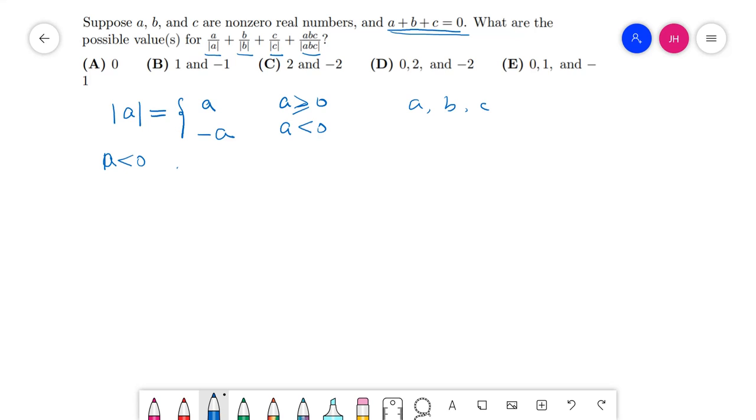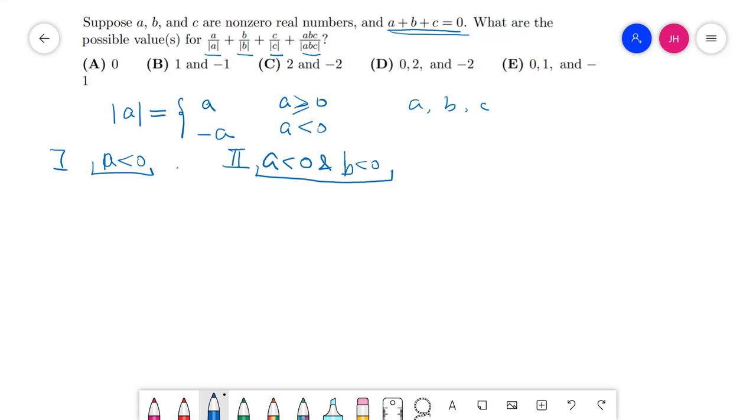Or there can be two negative numbers. So let's assume a less than 0 and b less than 0. So c will be greater than 0, right? Can all three of them be negative? No, because otherwise the sum of three negative numbers will be negative. Therefore, we only need to consider these two cases. Let's call this case 1 and this case 2.